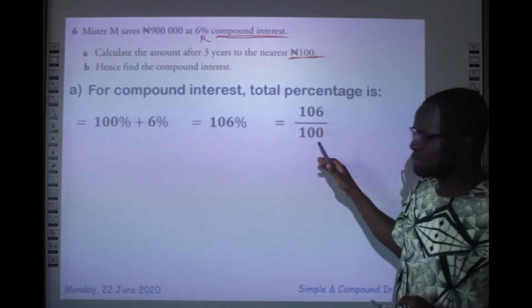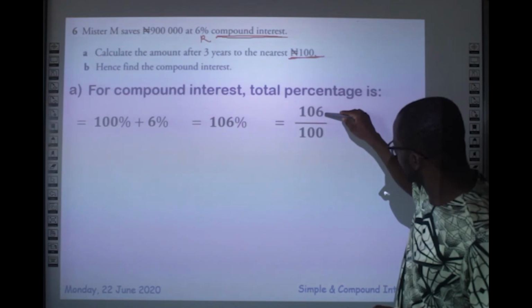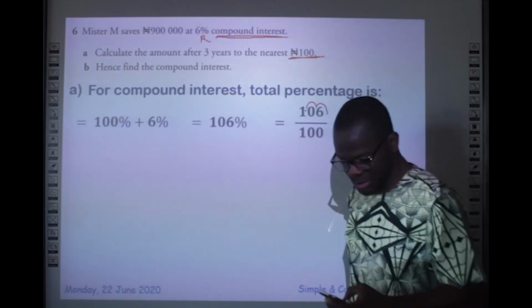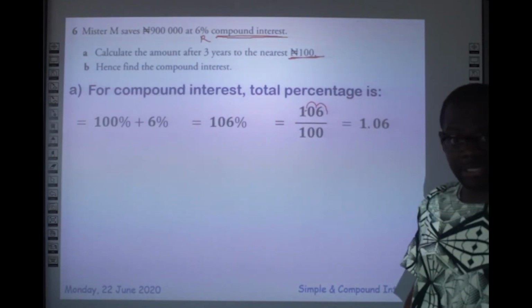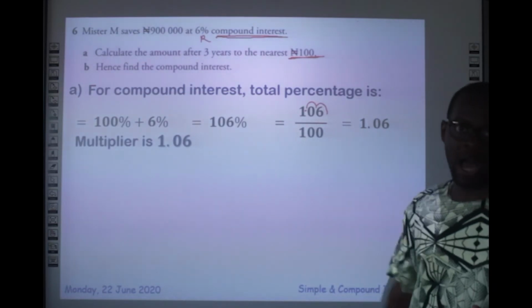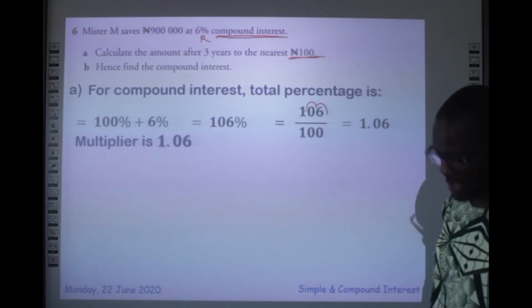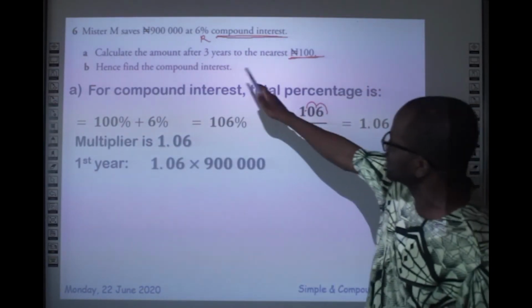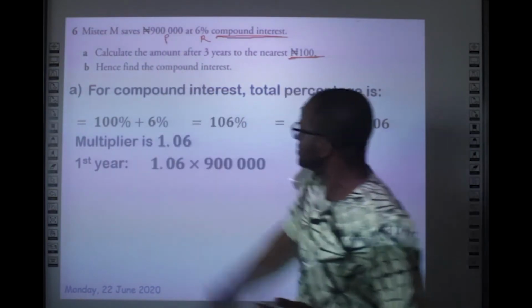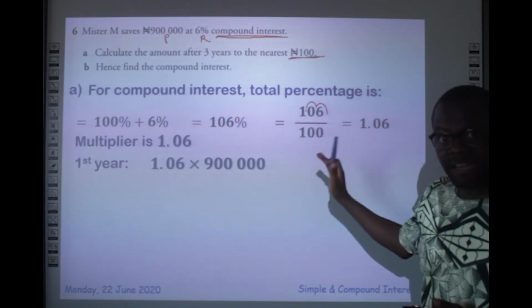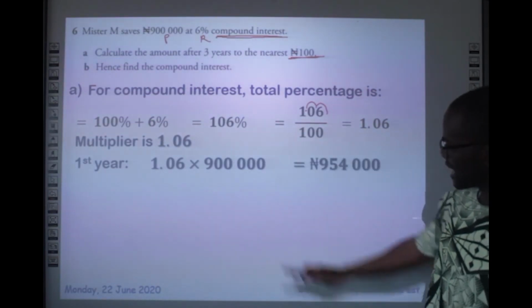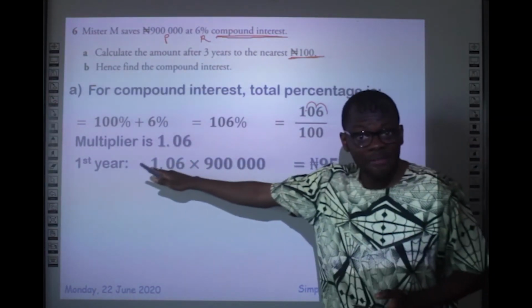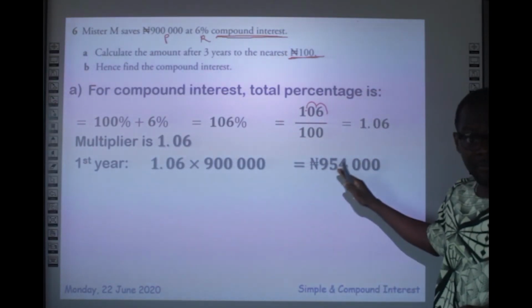Again, as a decimal, when you divide by 100, you move the decimal point 2 places to the left. And when you do that, you get 1.06. And so the 1.06 becomes the multiplier. So for the first year, you take the multiplier, 1.06, times the principal, 900,000. At the end of the first year, when you carry out this multiplication, you will end up with 954,000 naira.